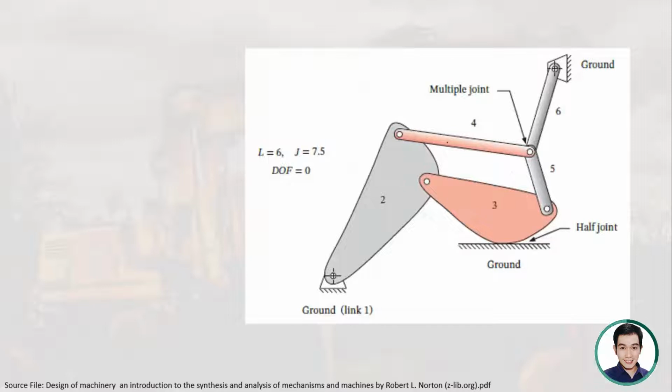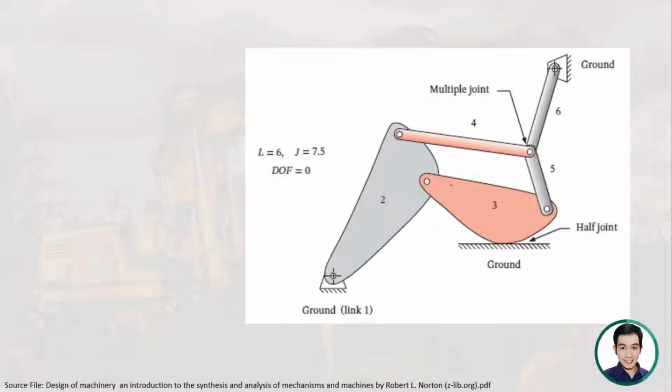Another example you can see here. This is also a multiple joints and multiple links linkage. So first, we are going to count the number of links. The ground is link 1, then we have link 2, link 3, link 4, link 5, and link 6. Therefore, we have 6 links.